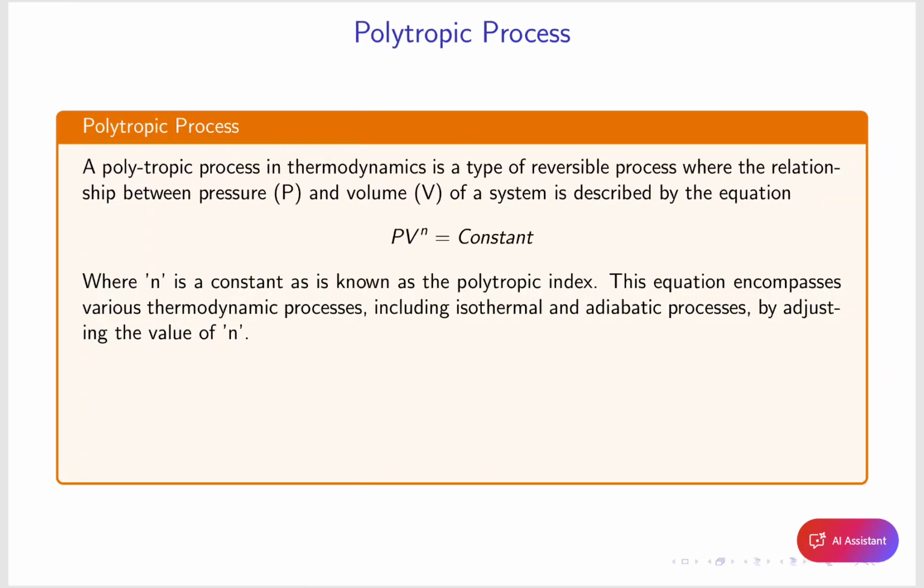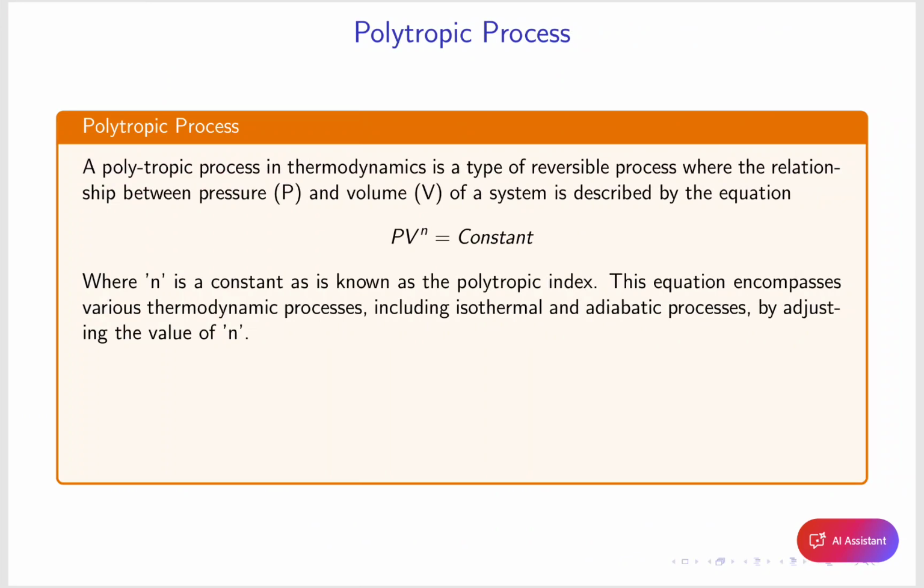Moving forward, there is another process which is a polytropic process. A polytropic process in thermodynamics is a type of reversible process. Remember, all the graphs you have seen till now, they were all continuous. Hence, we should assume that they were reversible processes.